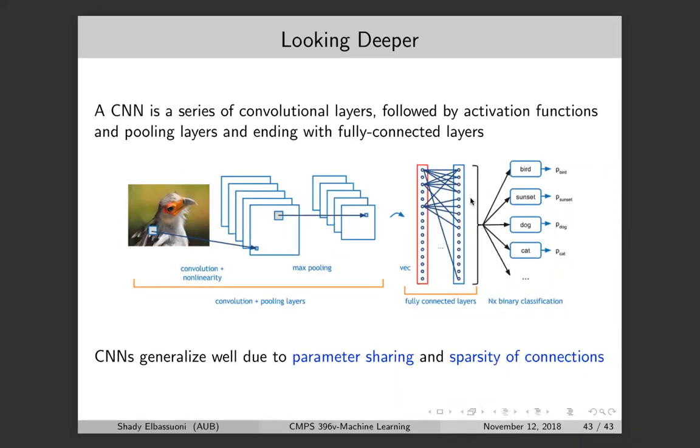Okay, so CNNs generalize well. Why is it very powerful now in computer vision? It is because of parameter sharing. So you have a lot of parameters that you're sharing in the convolutional layers. You don't have any parameters in the pooling layer, so you reduce the number of parameters drastically, and you also have sparsity of connection. So not the whole image is connected to every neuron in the neural network.